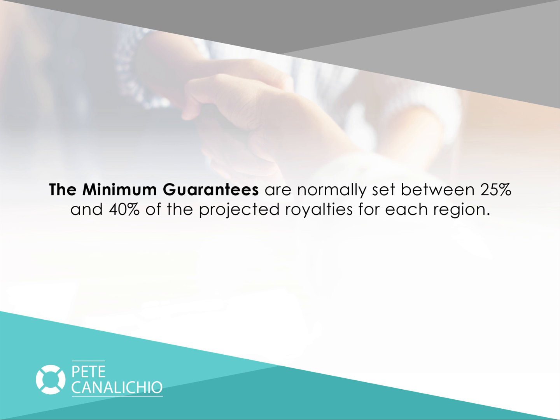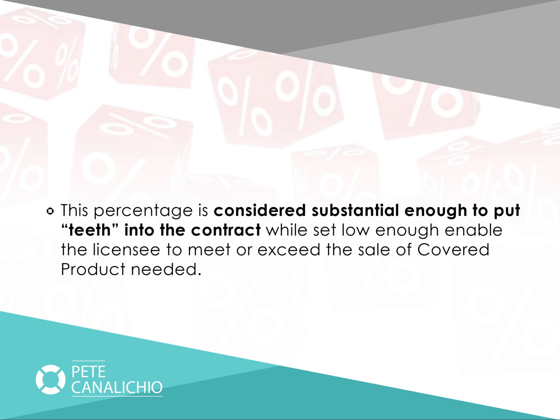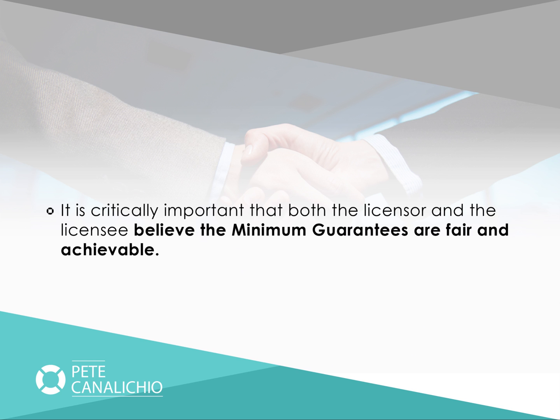The minimum guarantees are normally set between 25% and 40% of the projected royalties for each region. This percentage is considered substantial enough to put teeth into the contract, while set low enough under the most conservative scenario to enable the licensee to meet or exceed the sale of covered product needed to generate enough royalty payments to cover the minimum guarantees. As these are binding financial obligations, it is critically important that both the licensor and the licensee believe the minimum guarantees are fair and achievable.